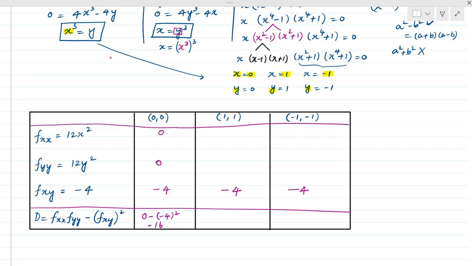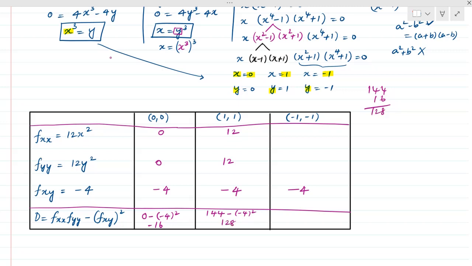Now here it becomes what? 12, and here it is 12 minus 4. Now if you multiply 12 into 12, which is 144, minus minus 4 square, that is 16. If you simplify this one, 144 minus 16, which is equal to 128.